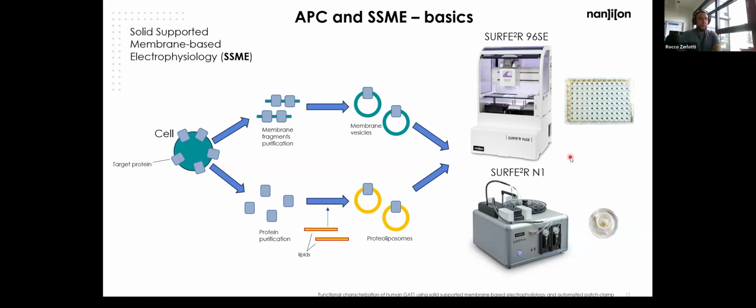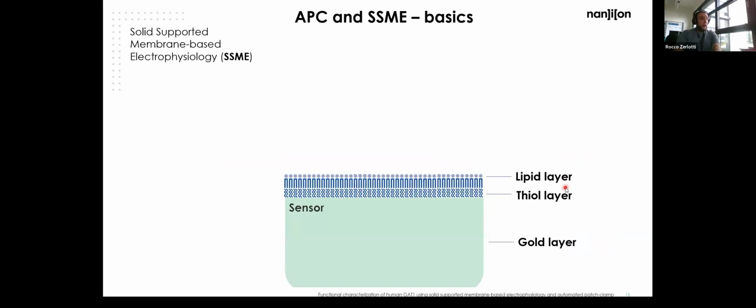So here is the high throughput system with a 96 plate. Here is the lower throughput system that can just measure one sensor at a time. So how does this work? We have a sensor, which has a gold layer on top. And on top of this gold layer, we build an artificial membrane composed by a thiol layer and a lipid layer. Then we pipette our sample, so our vesicle or proteoliposome that contains our protein of interest.